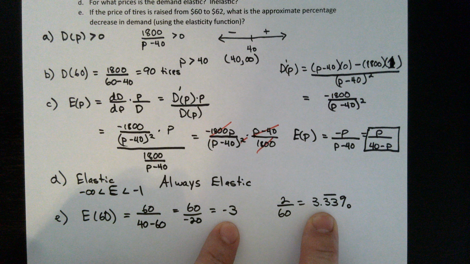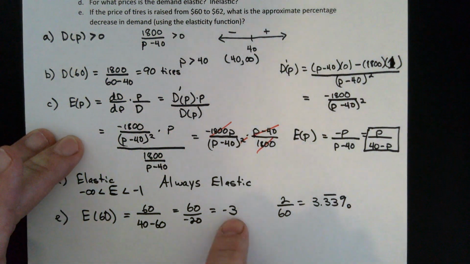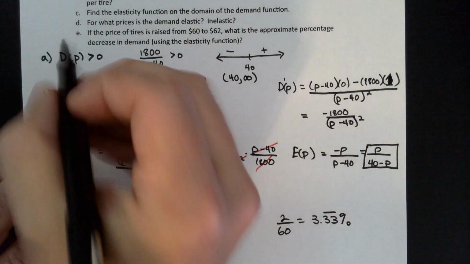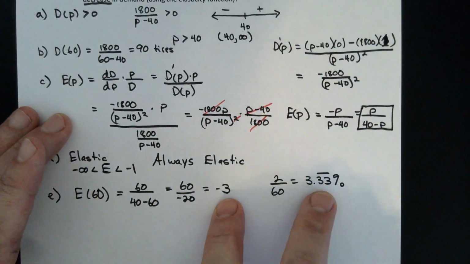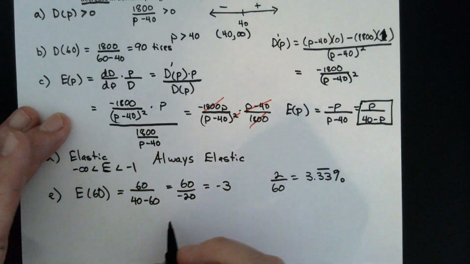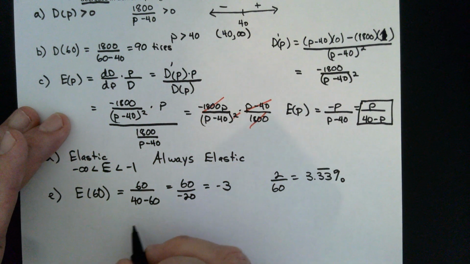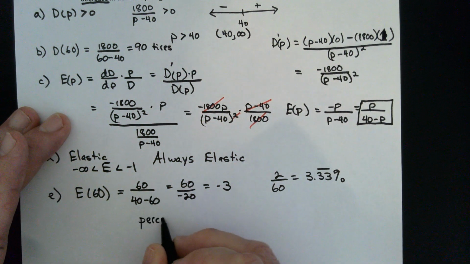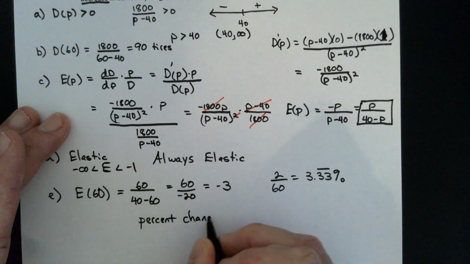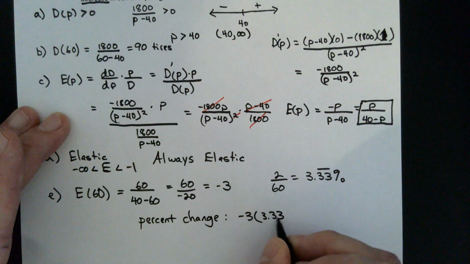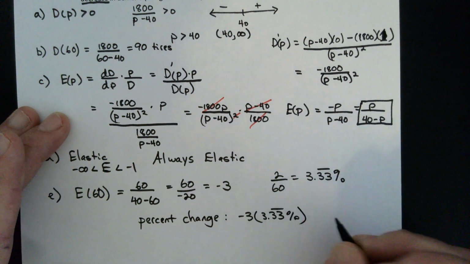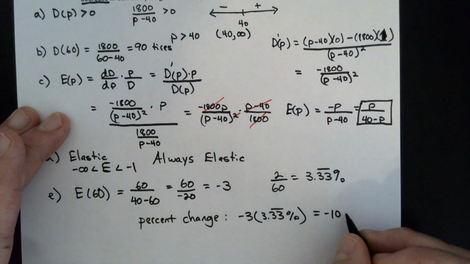Here's our elasticity at the time. To get the approximate percent decrease in demand, we multiply these two numbers. Keep in mind it said decrease. That's going to be important in a second. Right now we're just finding the change, not the decrease. So we multiply these two numbers together. So percent change is going to be negative 3 times 3.33%, and that's about negative 10. Okay, really close to negative 10%.